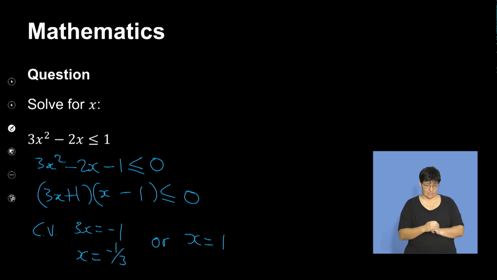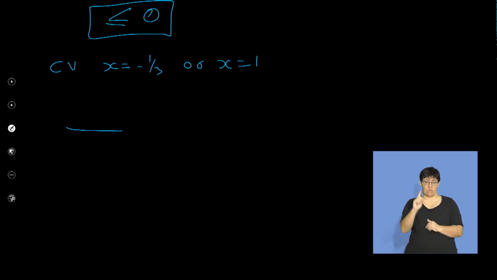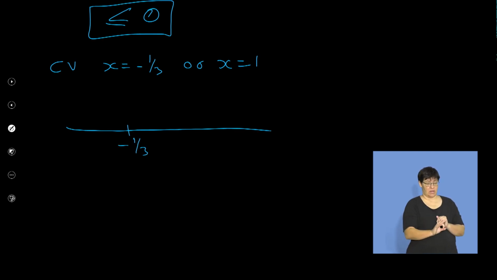So for this one, I'm just going to take the critical values and plot them. I'm not going to rewrite it. But the very important thing will be this less or equal to 0. That I must already have. So remember, my critical values are x is equal to negative 1 over 3, or x is equal to 1. On a number line, the negative 1 over 3 will be here, and the positive 1 will be there.